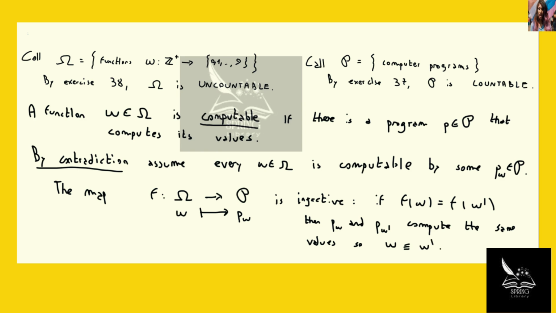Alright, so this map f is injective, and therefore the cardinality of big omega is lower or equal than the cardinality of P. But P is countable, so its cardinality is exactly the cardinality of Z plus. So big omega is countable because its cardinality is lower or equal than the cardinality of Z plus. But we know that big omega is uncountable. And so we found the contradiction, which stems from having assumed that every function is computable.